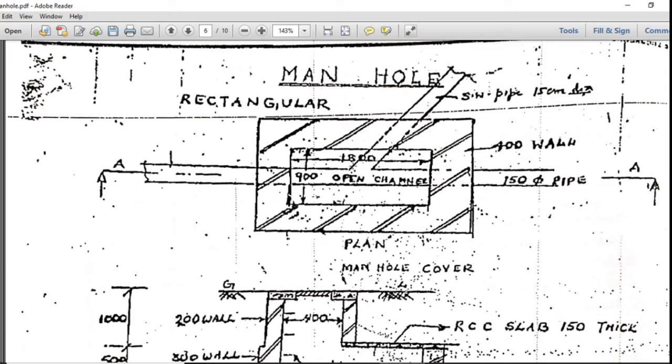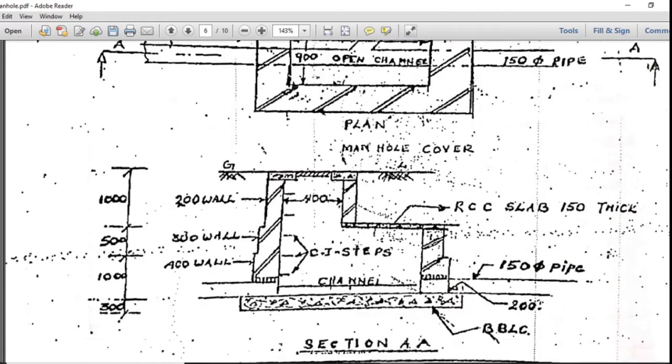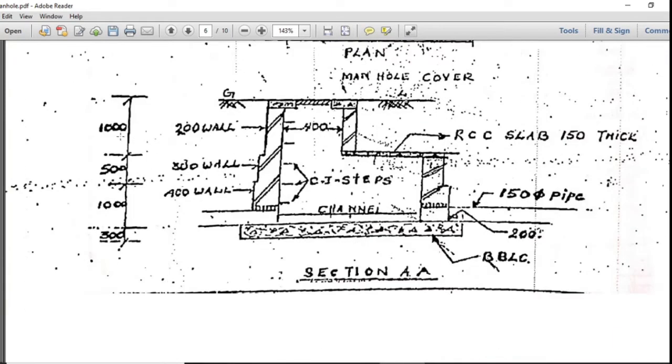Okay, so inner dimension is 1800 into 900 mm. Okay, so this is the open channel, 150 mm diameter, 400 mm wall. So it's the branch pipe, 15 centimeter dia. Okay, then what they have given? So this is 1000 up to the depth, 200 mm wall, then 500 mm depth plus 1000 plus 300, so 2800 is the total depth for excavation.